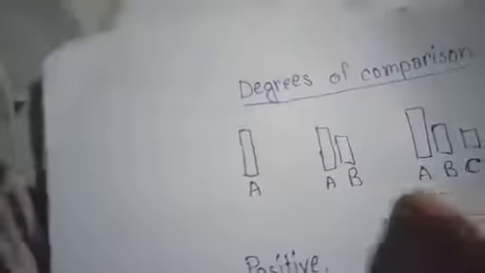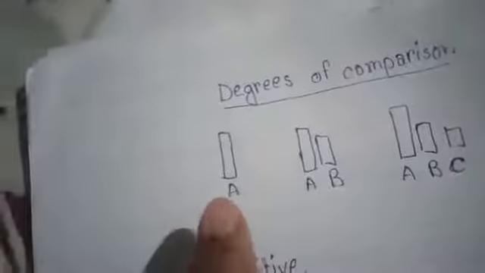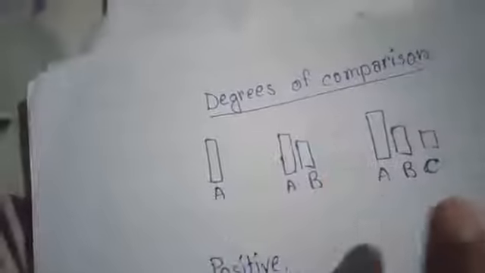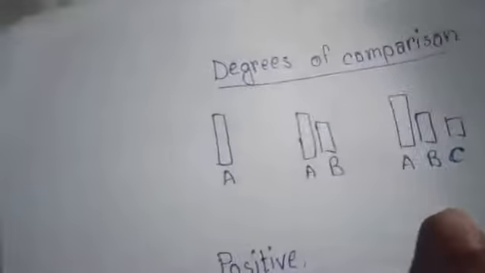It is used to compare between more than two people. So there are three types of degrees. One is positive degree, second is comparative degree, and third is superlative degree. Positive is used for description only. So positive, no comparison.